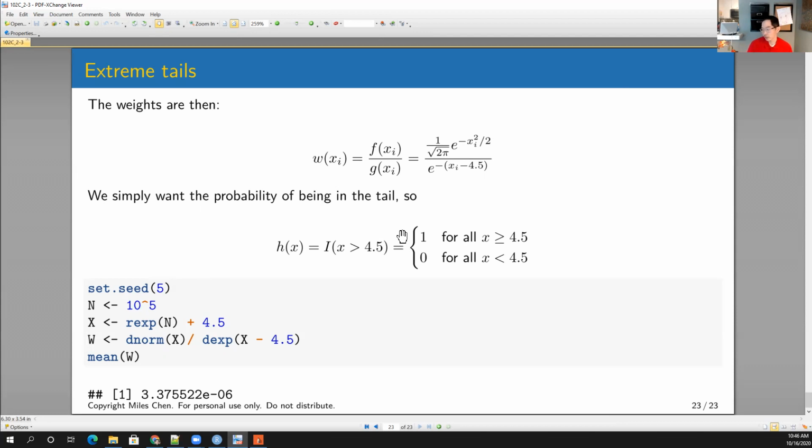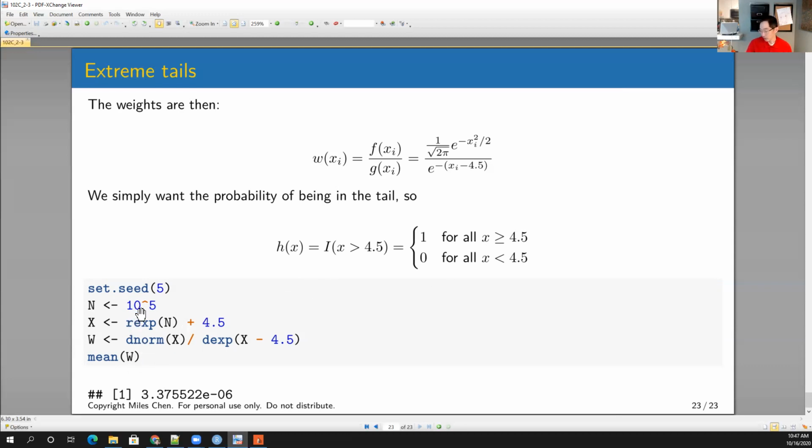So the probability of being in the tail is just this indicator function of whether x is greater than 4.5. That's going to be 1 for everything where x is greater than 4.5, and 0 for everything where x is less than 4.5. In our case, because we're only generating values that are greater than 4.5, my indicator is 1 for everything, so I don't have to worry about that.